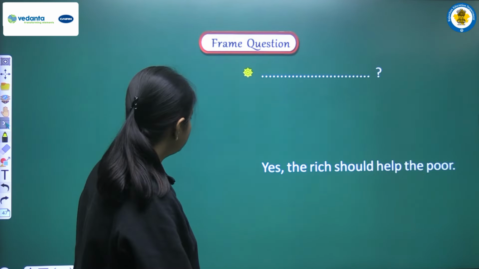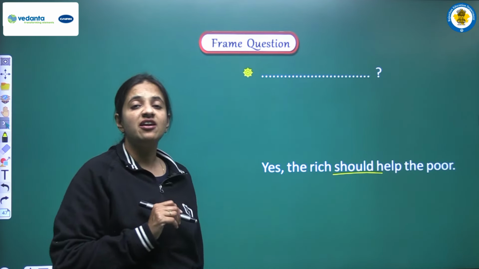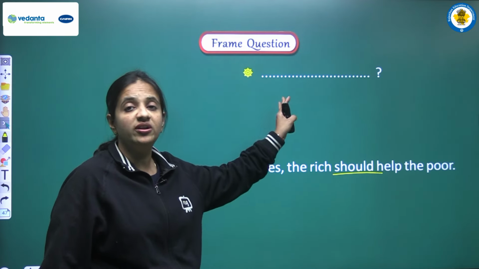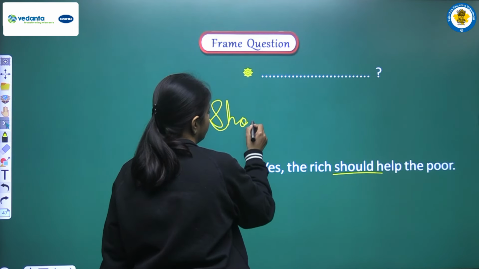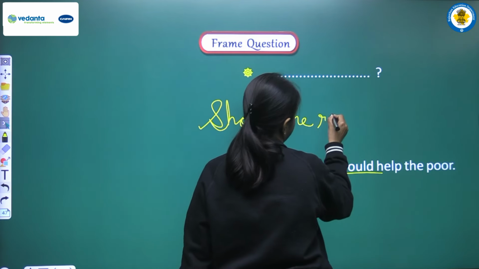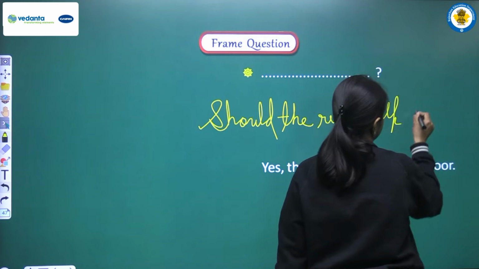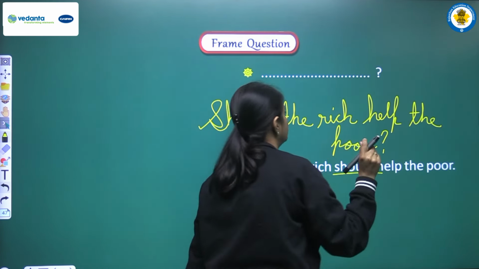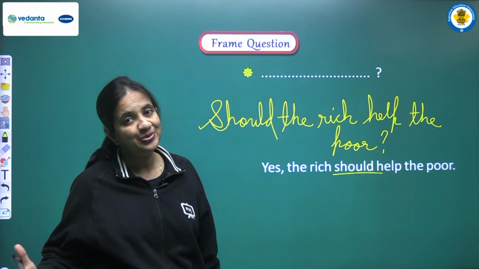Okay. Next is yes, the rich should help the poor. So in this sentence we have modal auxiliaries. So yes, we can have modal auxiliaries also. We can use a modal auxiliary also to frame a question. So now we will start our question with should. Should the rich help the poor? This will be the question. That is, should the rich help the poor? Answer is yes, the rich should help the poor.